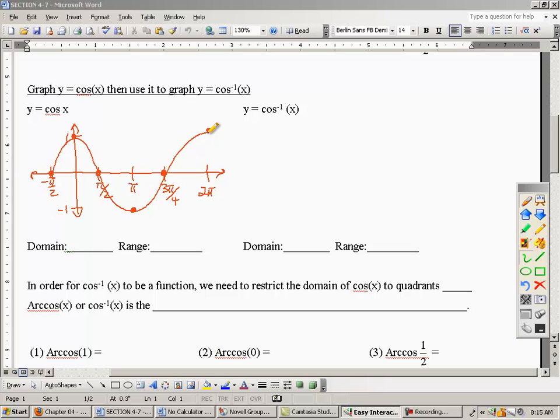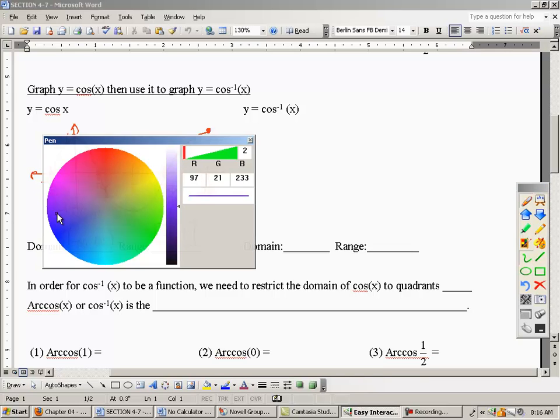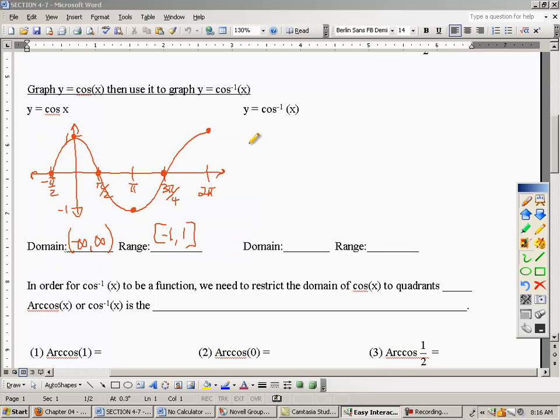Okay. Our domain, we can have both positive and negative angles. So from negative infinity to infinity. And our range, again, is from -1 to 1. Now, I'm going to change colors again because our goal is to restrict this domain right around 0. So it has to include this. But I need to restrict it again so that I hit a maximum and a minimum while passing the HLT.